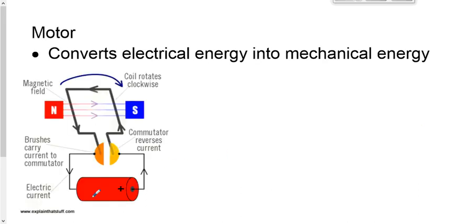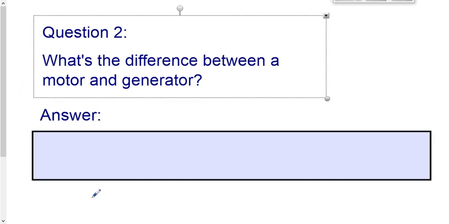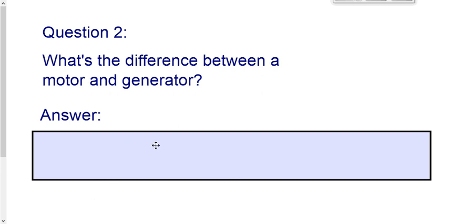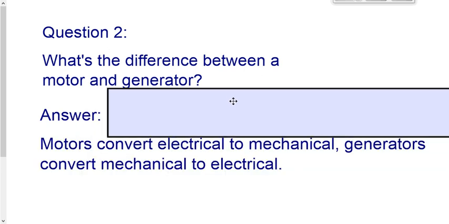So, moving on. Question 2. What is the difference between a motor and a generator? Well, as we just discussed, motors convert electrical energy into mechanical energy, and generators convert mechanical to electrical. Sometimes they can be virtually the exact same device. In some other cases, they are different.